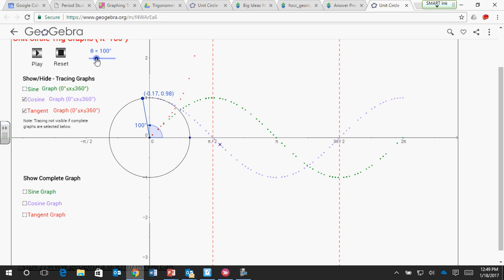Undefined. Can't get there, right? Because the tangent of anything divided by 0 is undefined. So then we keep going, and look what happens. Comes our little red guy. It shoots up to the top again, right? And then we keep going, and it looks like that. So here's the tangent graph.